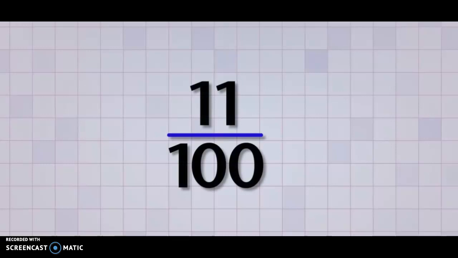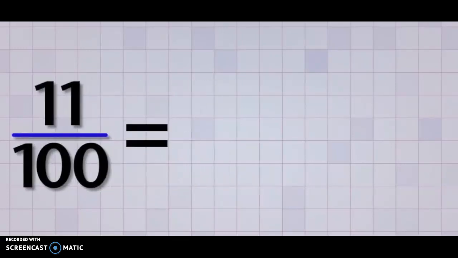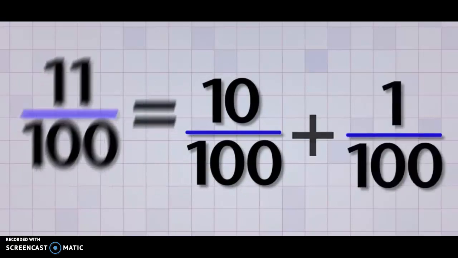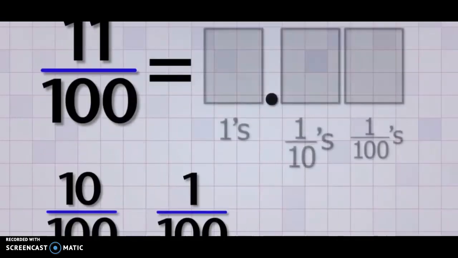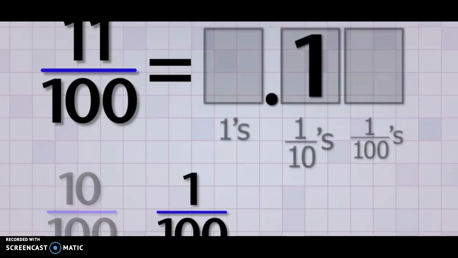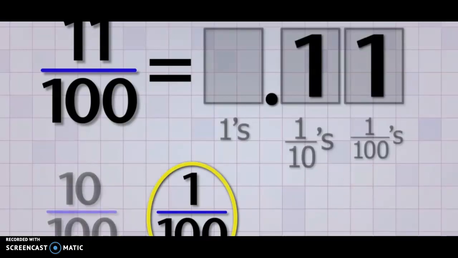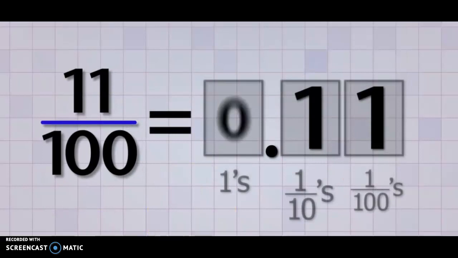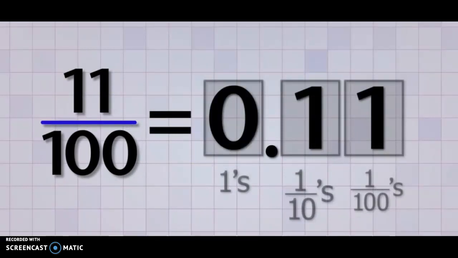Now the next fraction after 10 over 100 is 11 over 100. Now if you think about it, you'll see that 11 hundredths is really just a combination of 10 hundredths and 1/100. Knowing that will help us write it as a decimal. Because a group of 10 hundredths is equal to 1/10, we put a 1 in the tenths place. And we still have that 1/100th left over, so we put a 1 in the hundredths place. There, 11 over 100 is just 0.11 as a decimal.